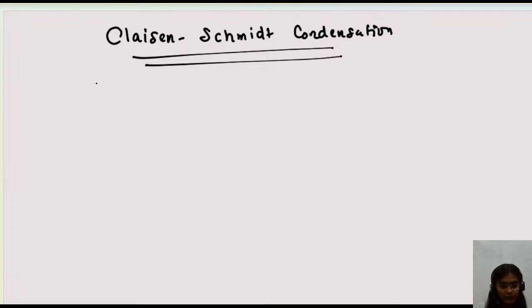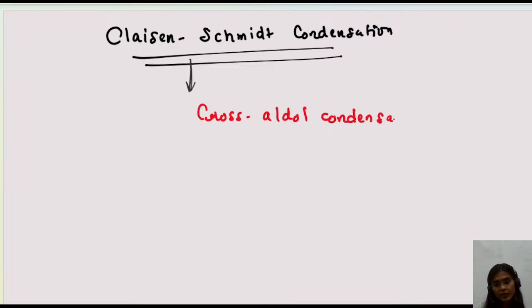Basically, the Claisen-Schmidt condensation is a cross aldol. Let me just make a note. It's behaving like a cross aldol condensation. So let's see what is new about this, and which thing we are going to use.